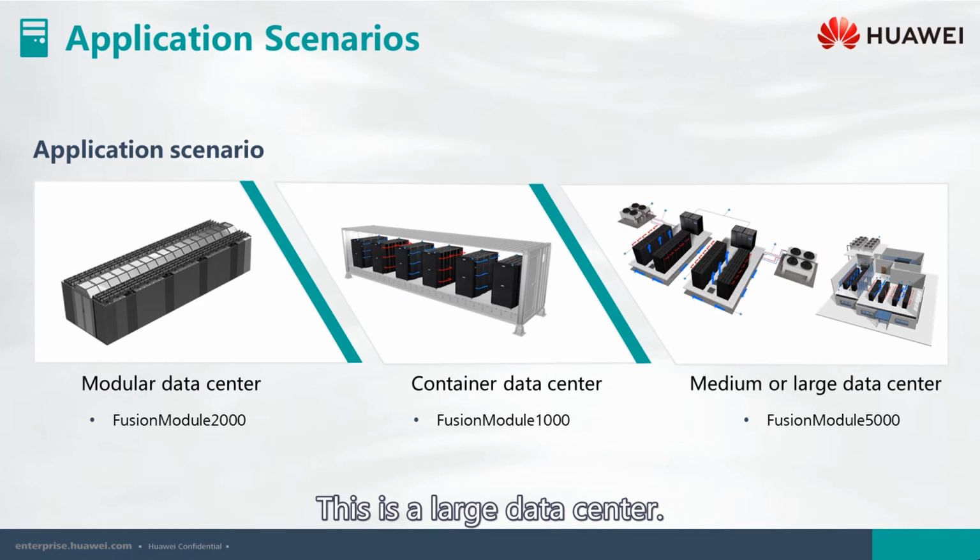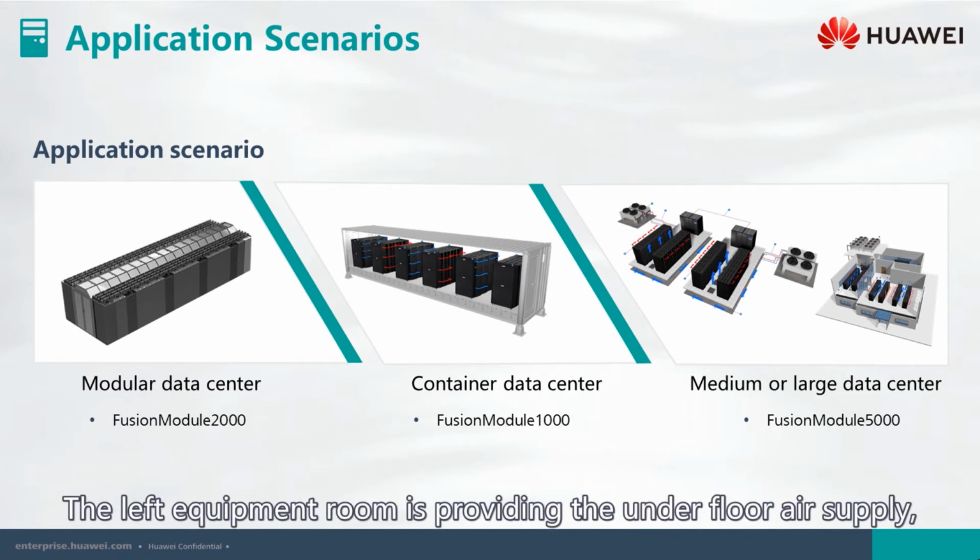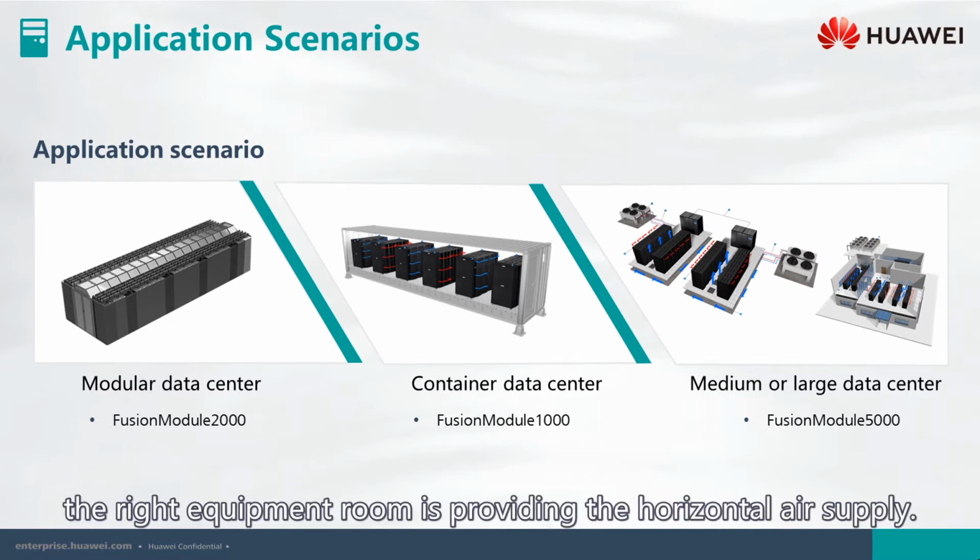This is a large data center. The left equipment room is providing the underfloor air supply. The right equipment room is providing the horizontal air supply.